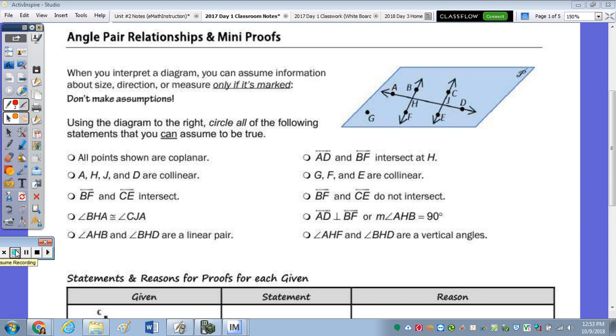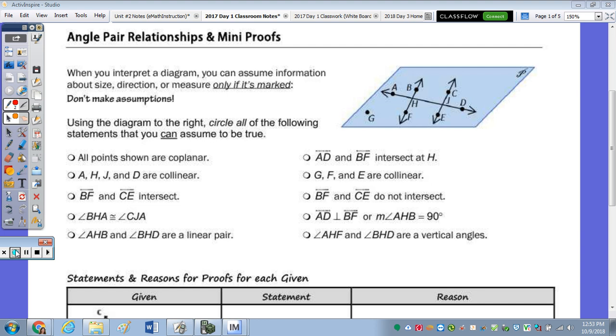So we look at the top of the note page. It says angle pair relationships in mini proofs. So we're going to start really small. When you interpret a diagram, you can assume information about size and direction only if it's marked. So don't make assumptions. We know what happens when you assume.